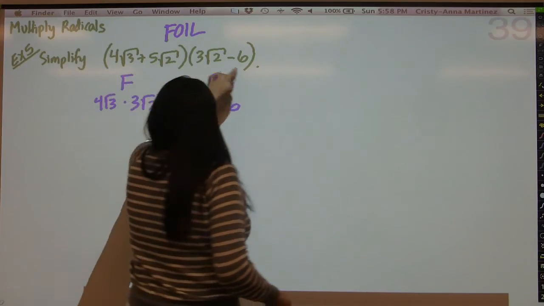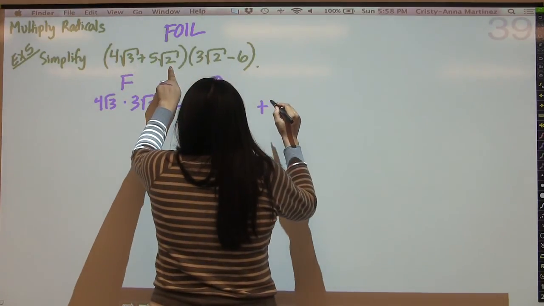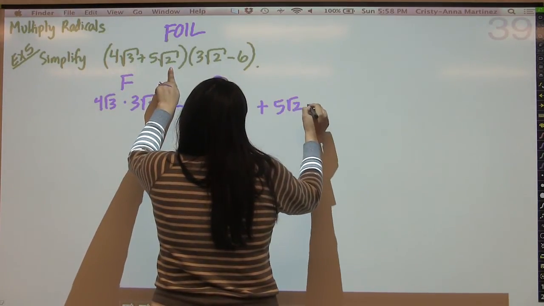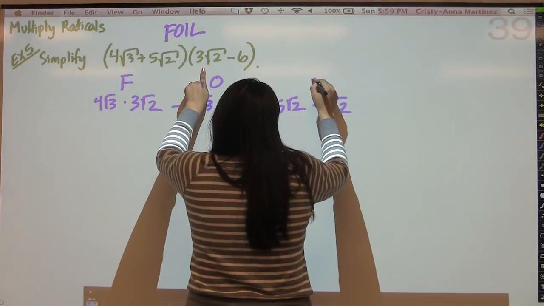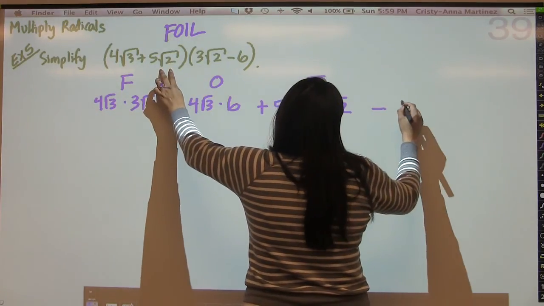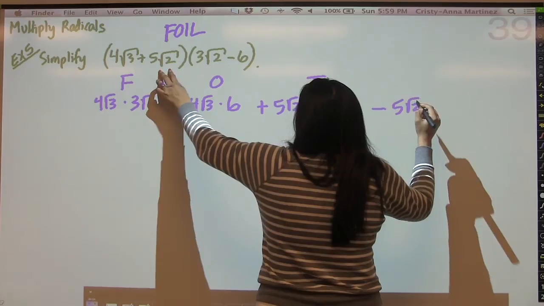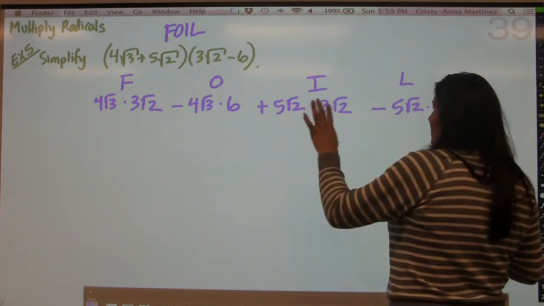Outside times outside. And the inside is going to be a plus, because they're both positive, so it's going to be 5 root 2 times 3 root 2. That's the inside times inside. And last times last is 5 root 2 times the negative 6, so it's going to be negative. Okay, so we have a first, outer, inner, last.